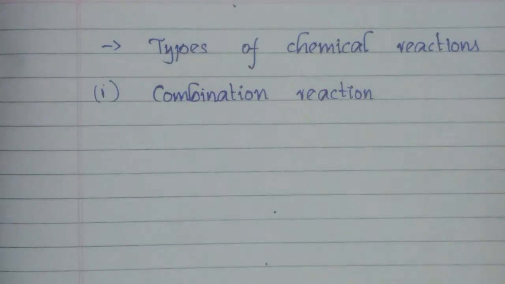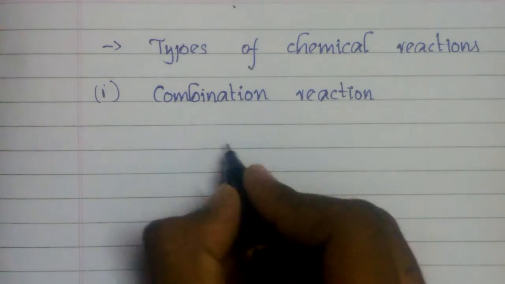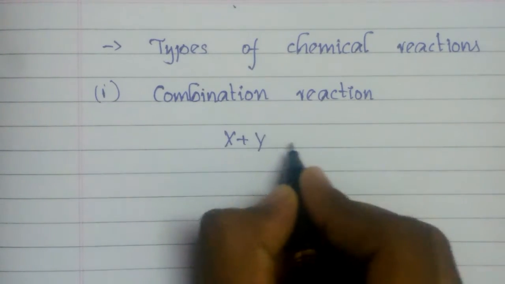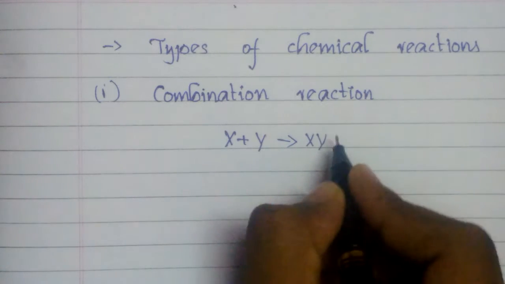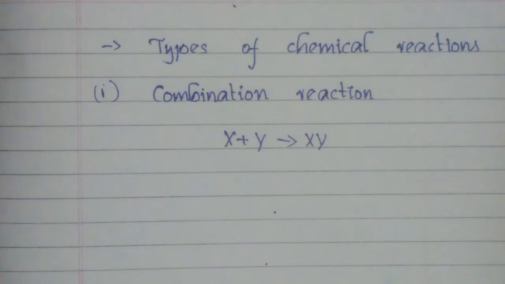Combination reaction. A combination reaction is a reaction where two or more elements or compounds combine to form a single compound. Such reactions may be represented by an equation like X plus Y gives XY. In simple words, the combination of two or more elements to form one compound is called a combination reaction.